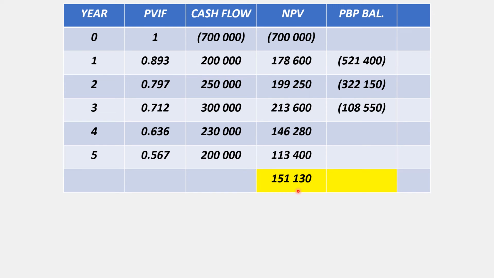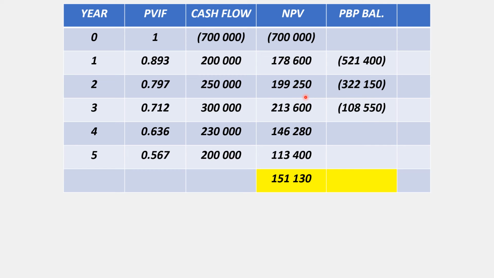Turning to the payback period. To get the payback period, we have the outflow of cash here. Since it's discounted cash flow, we will use this figure here, the discounted figure, rather than the cash flow itself. So it will be 700,000 minus the 178,600, and we will have a payback period balance at the end of the first year of 521,400.